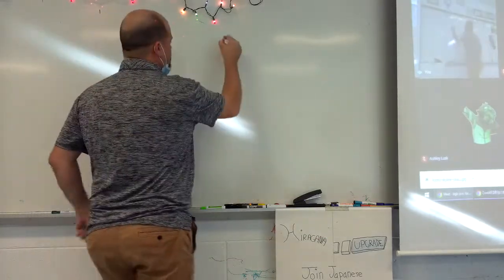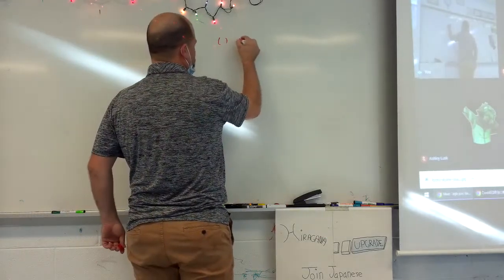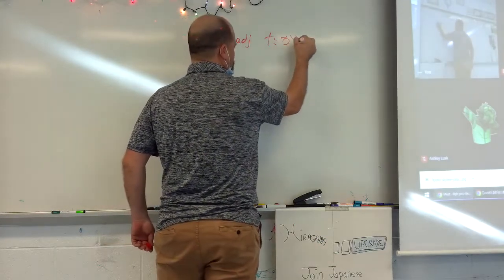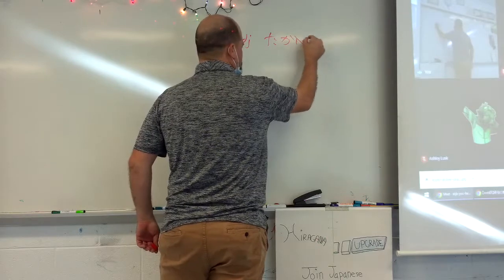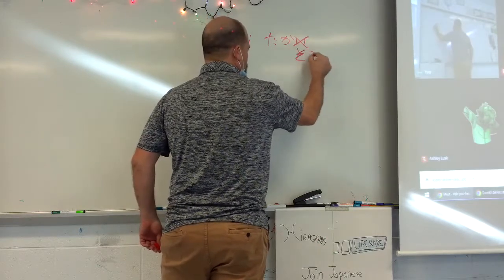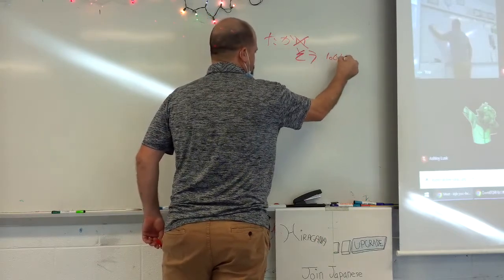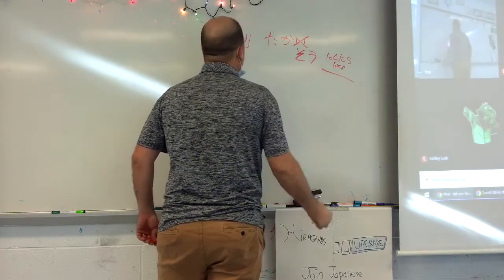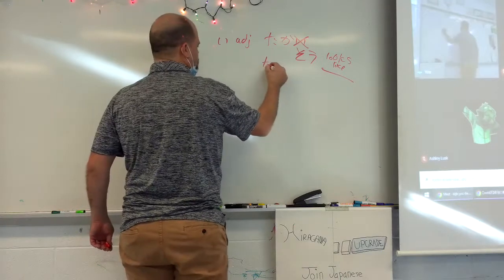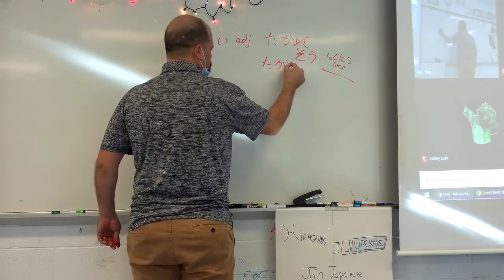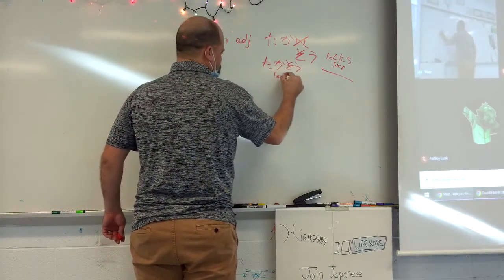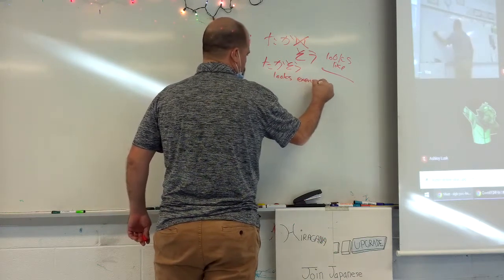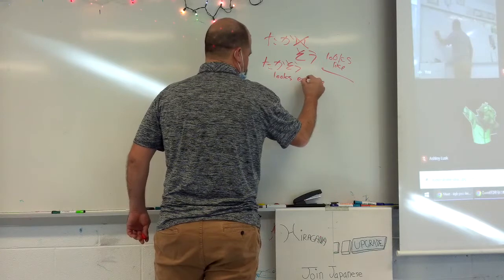So, like I said, with i-adjectives, like takai, you drop the i and add sou. That means "looks like" or "looks blank." Okay, so for example, takai, we change this to takasou. It looks expensive. Expensive.